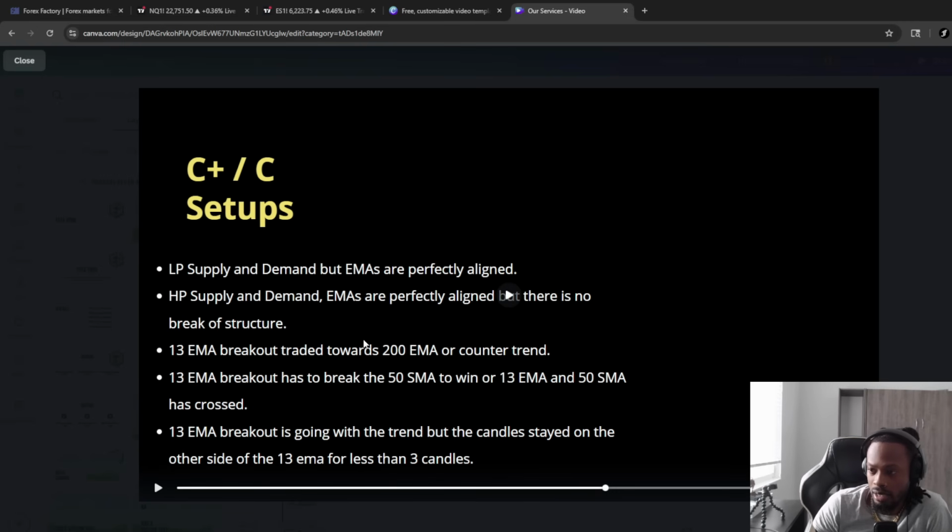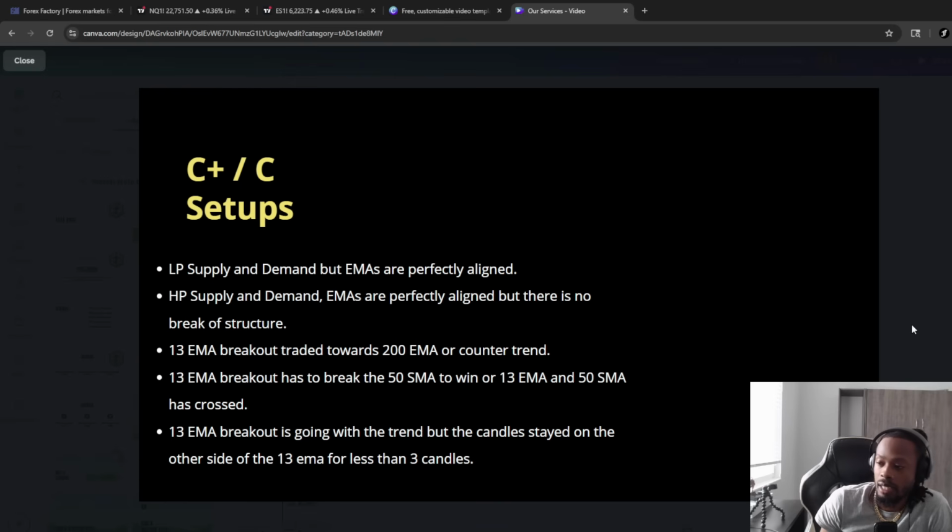What else is a C plus setup? Supply and demand, EMAs are perfectly aligned, but there is no break of structure. That is definitely a C setup. A 13 EMA breakout traded towards the 200 EMA, or counter trend. Going counter trend, some days they will win. So I always try to consider counter trend. Sometimes I don't want to do it as often because you will see them lose, but you will see some counter trend breakouts perform very well. So I do feel like those are C setups.